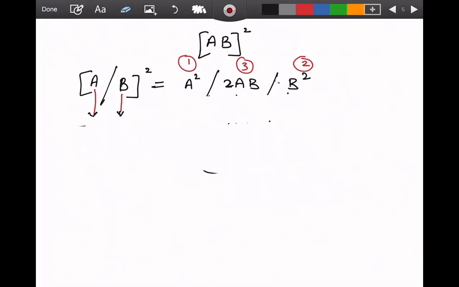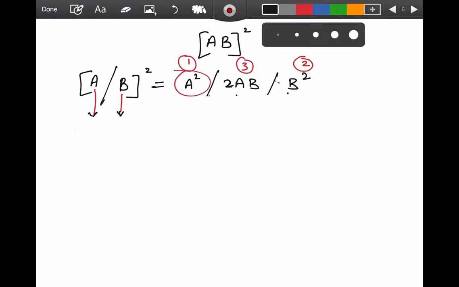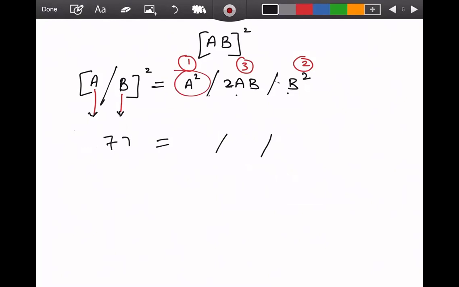Sir, in the a square part, the whole number will come instead of the unit place, right? Whatever is left here will come down. So tell me a 2-digit number. 77. 78.